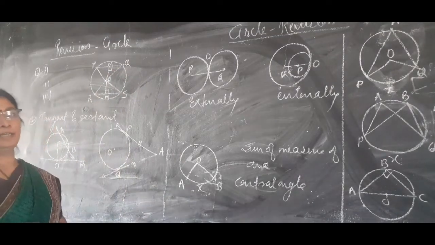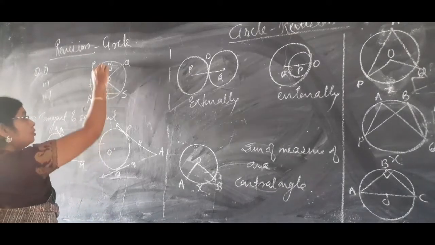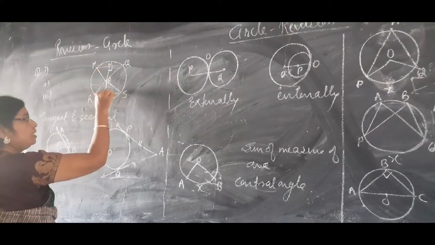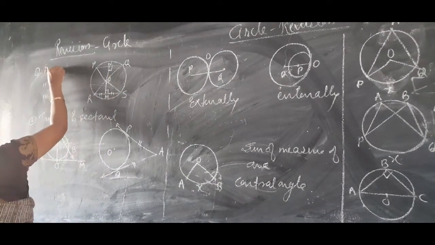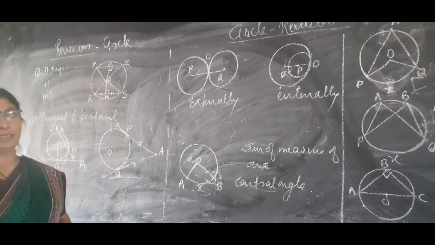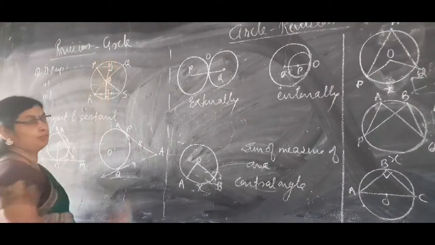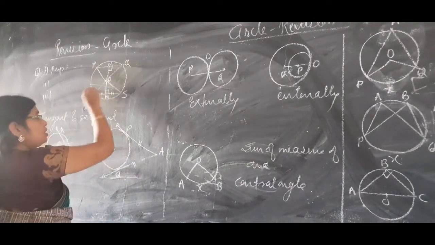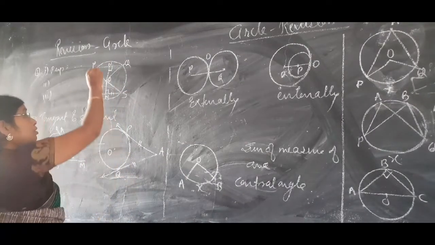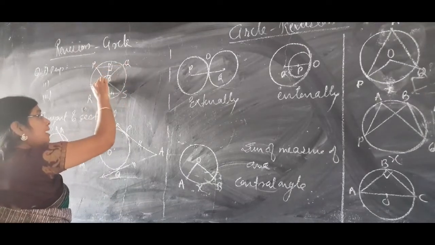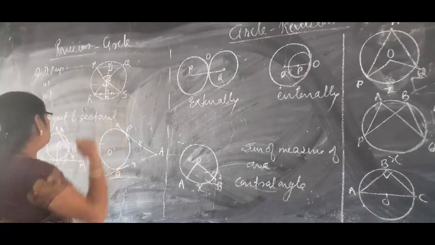In 8th and 9th standard you have already studied properties of circle. What is the first property? Perpendicular drawn from the center of the circle bisects the chord. OM is perpendicular, so RN is equal to MS. Second property, congruent chords are equidistant from the center of the circle. If PQ is congruent to RS, then OM is congruent to OA. And third property, congruent chords make congruent angles at the center. So angle POQ is congruent to angle ROS.